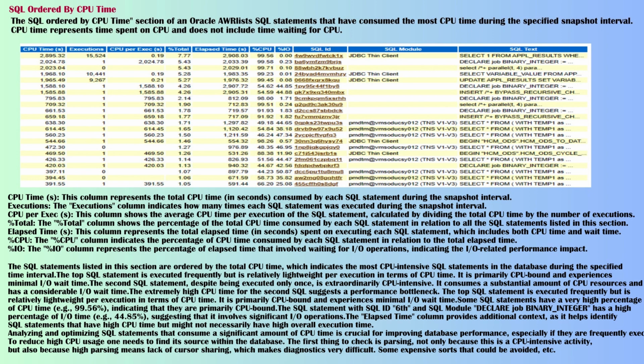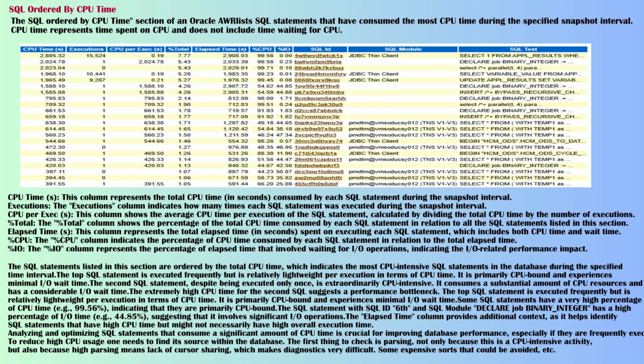The top SQL statement consumed the highest CPU time of 2,895.32 seconds, was executed 15,524 times, and has an average of 0.19 seconds of CPU time per execution. It accounts for 7.77% of the total CPU time, had an elapsed time of 2,908.03 seconds, and is primarily CPU-bound, with 99.56% of its elapsed time attributed to CPU usage.